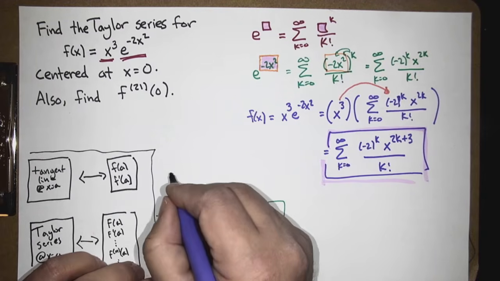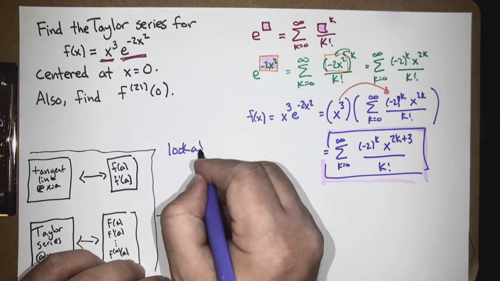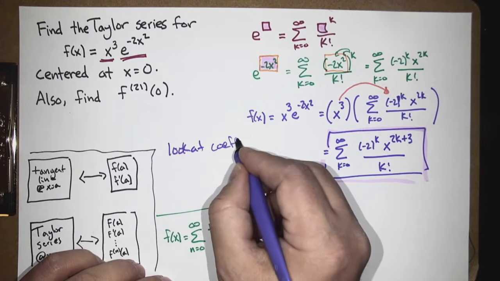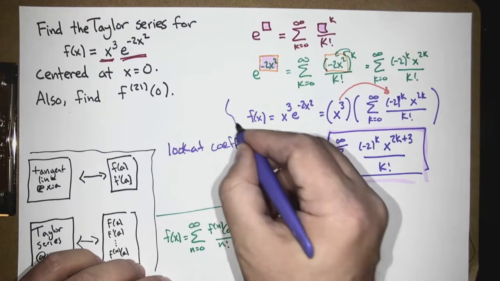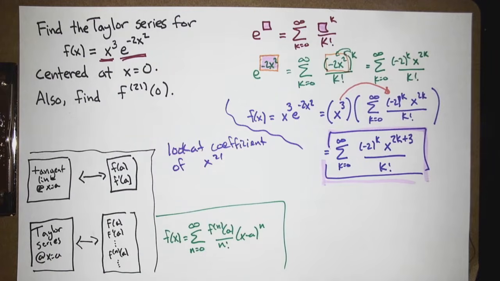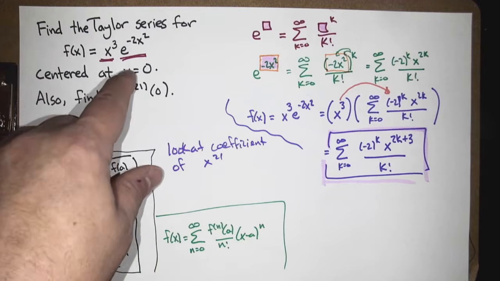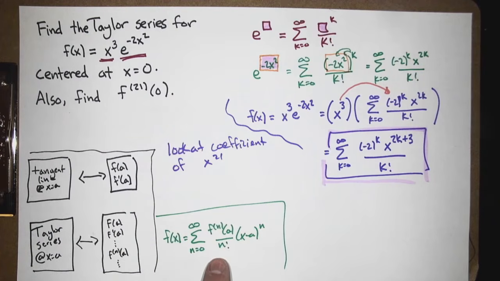Okay, so here's our idea. Let's look at the coefficient of x to the 21st power. Now, if I'm using just the generic Taylor series, and here we're specifically at 0, so a equals 0, according to just the generic definition, what do I have if I look at the coefficient of x to the 21st power?